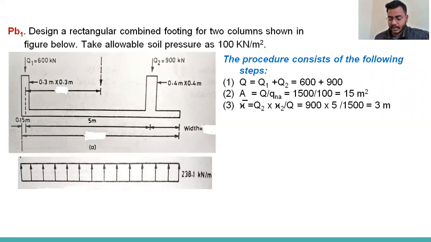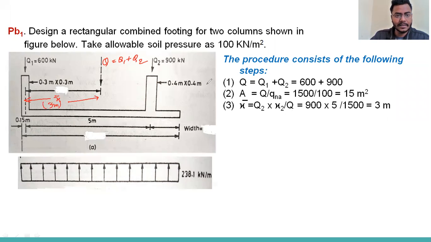In the next step, we are calculating the X bar. What is the X bar? X bar is the distance of the centroid of the resultant of loads from the center of the exterior column. It is not mentioned here, so I am drawing it here. So X bar is here. I discussed this in the previous slide also. This is the X bar, and this is the Q, that is Q1 plus Q2 coming in. So we get 3 meters.